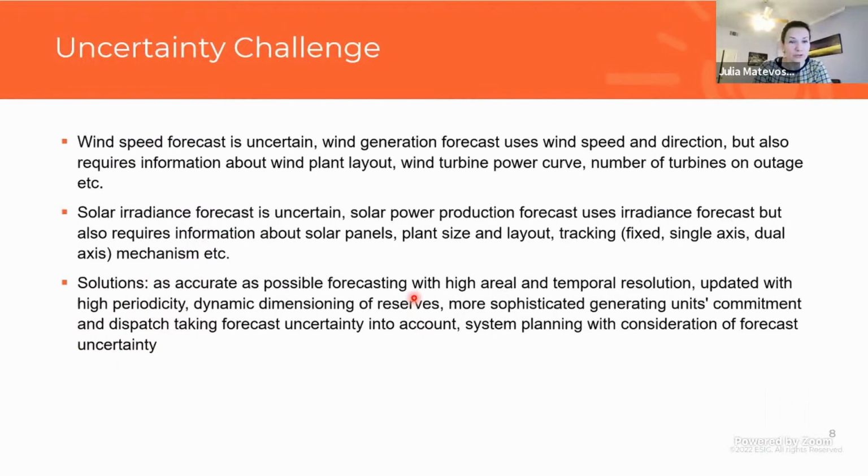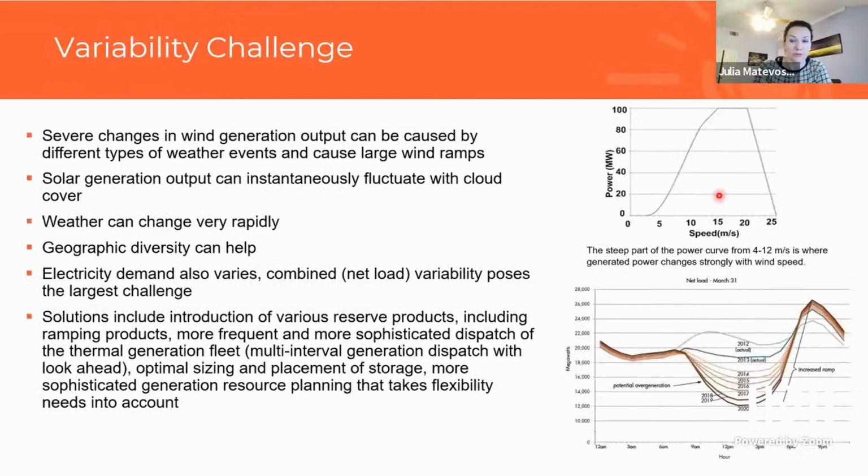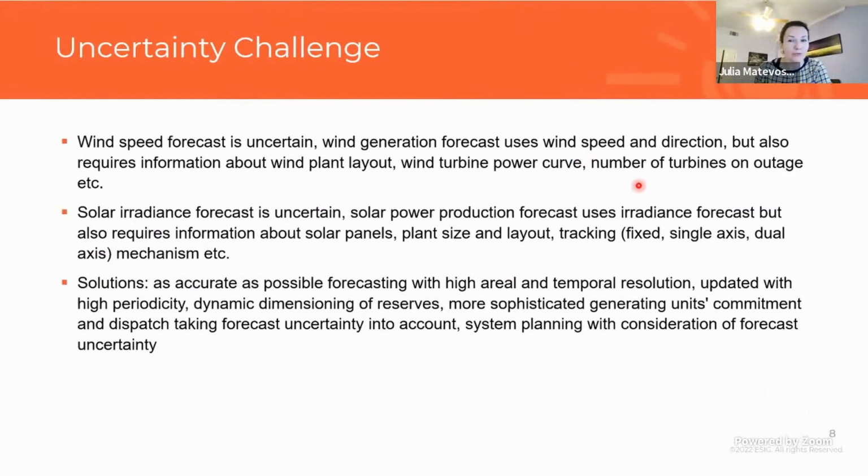Now switching gears to the uncertainty challenge. Wind speed forecast is uncertain already, but then wind generation forecast uses wind speed and direction, and it also requires information about wind plant layout, wind turbines, and the power curve, the curve that I was talking about previously. You need to know the number of turbines that you have in a plant, and also the number of turbines that are actually available to produce power at any given time, to be able to accurately predict what the output of a wind farm will be.